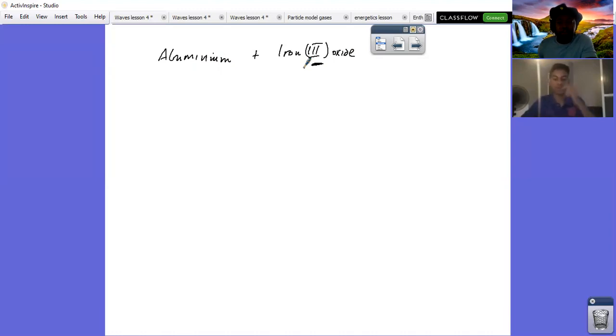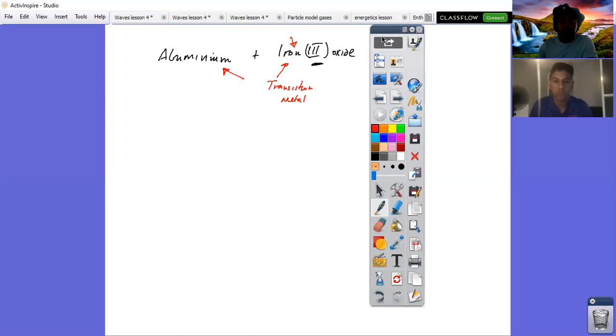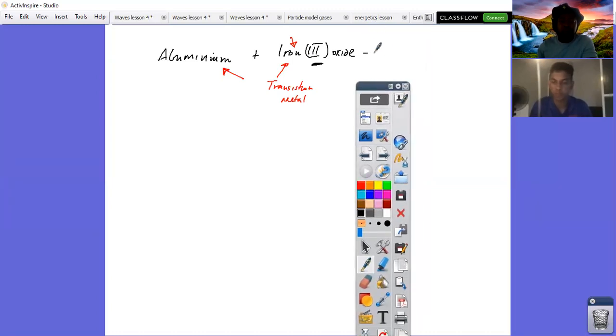I can't remember. So what this is trying to tell you is that it is behaving as if it comes from group 3, the iron is. Iron is what we call a transition metal, as is aluminium. So they can act as if they've got either 2 electrons or 3 electrons on the outer shell. In this case, this is behaving as if it's got 3 electrons in its outer shell. So anyway, this forms.